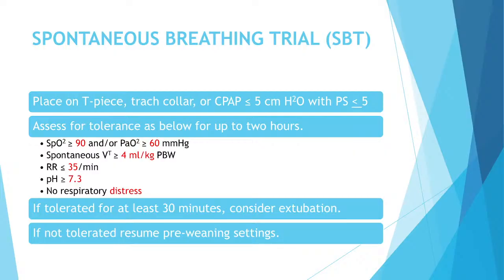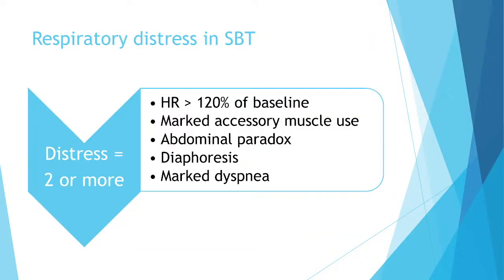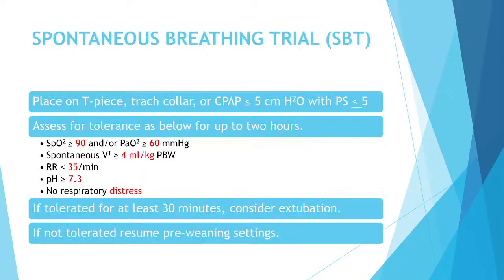So what do you mean by respiratory distress? They have defined 5 criteria. इसमें 2 होना चाहिए to call the patient having respiratory distress. When you go for this, IPAP, EPAP is 10 and 5, na? Yeah, that means CPAP of 5 with an extra pressure support of 5.